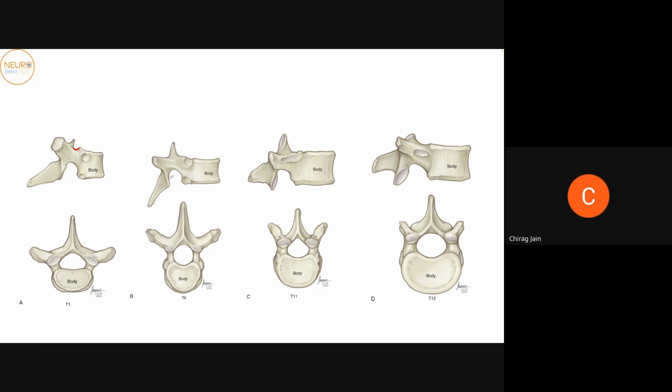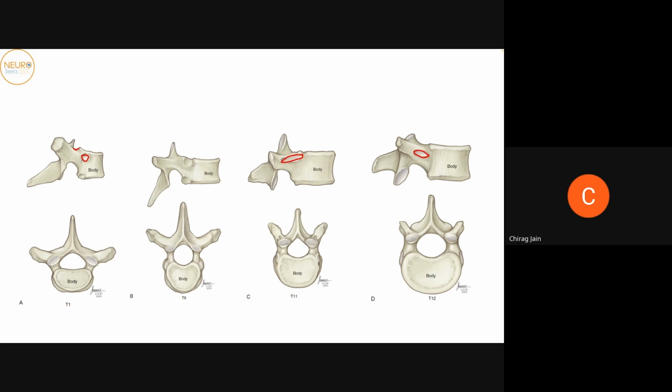Another thing to notice is as you go down, there is no superior vertebral notch. But as we go further down, the costal facets, which are initially lying on the body, move more and more posteriorly to end up lying on the pedicle. So at the T12 level, the entire costal facet lies on the pedicle. Now at T1, the T1 body has the entire facet to connect with the first rib.